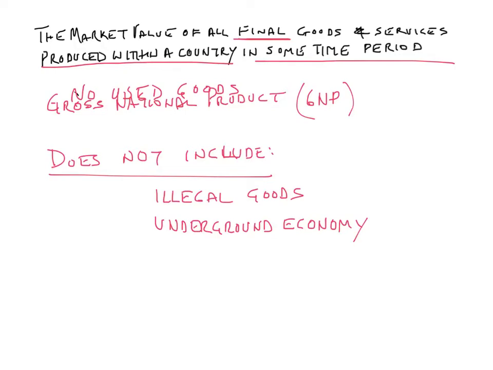So if someone comes over to your house and offers to paint your house for $1,000 cash, and you give him the cash, and he doesn't report it to the U.S. Internal Revenue Service, that would be included as part of the underground economy. And in this country, people are fairly honest about paying their taxes, so the amount is estimated for the underground economy somewhere around 8 or 12%, somewhere in that range.